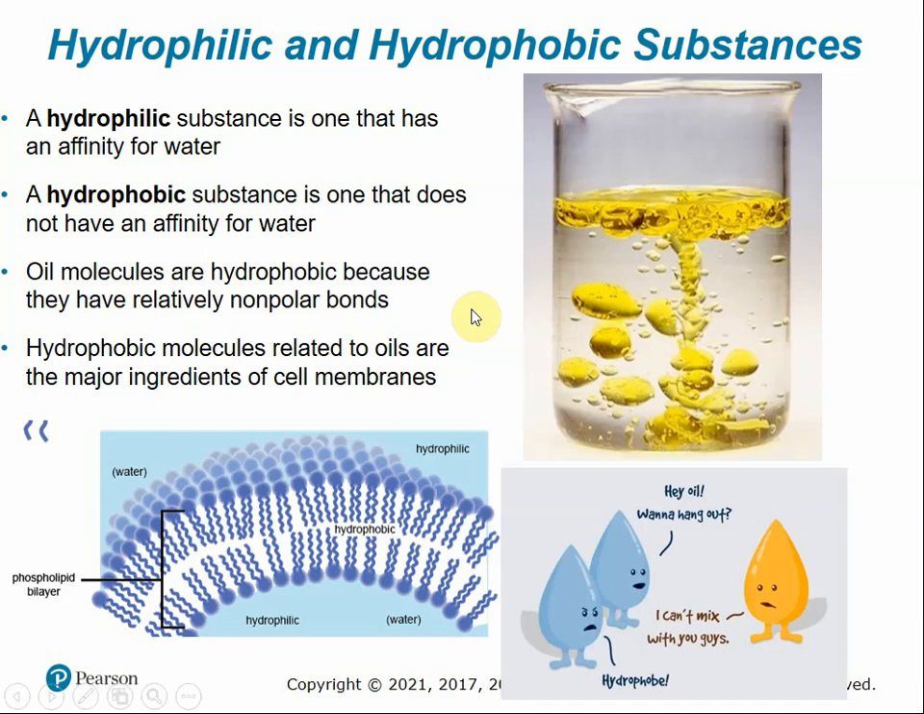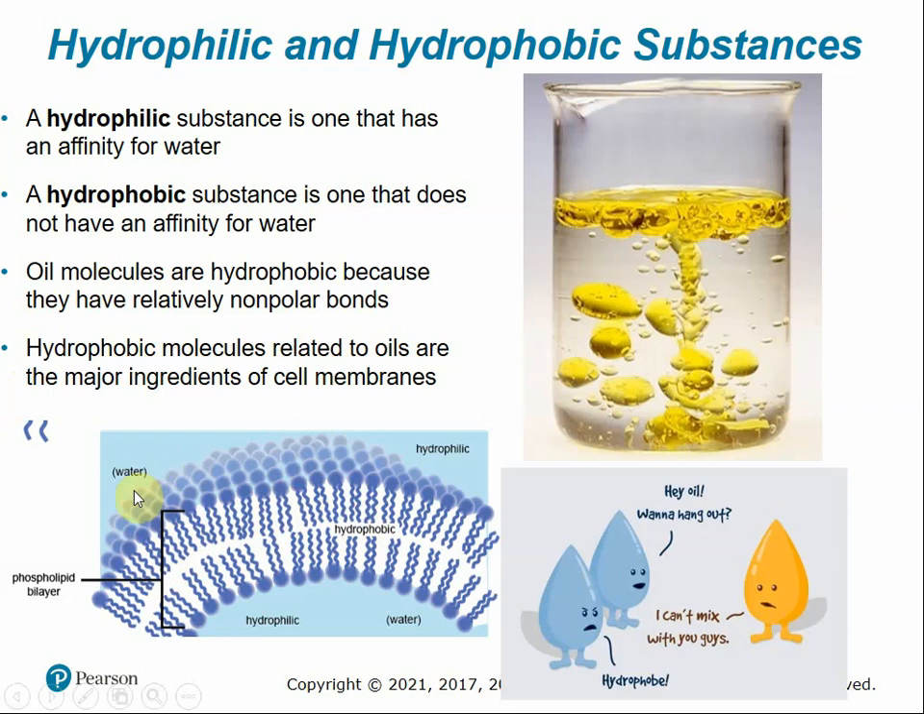Okay? So one kind of rule of thumb in biology and chemistry is that like dissolves like. So polar molecules are more easily dissolved in a polar solution like water, right? Because they are similar, they're both polar. A non-polar substance is going to have a harder time dissolving or mixing with a polar solvent like water. But this is important when we look at cell membranes and their structure and function later on in the semester, because the cell membrane is made up of hydrophobic components related to oils and the phospholipids in the cell membrane.